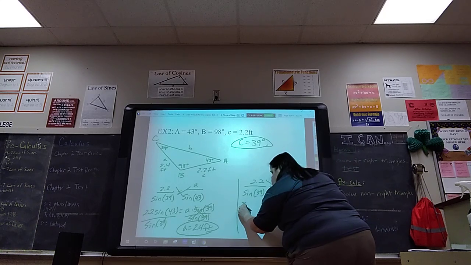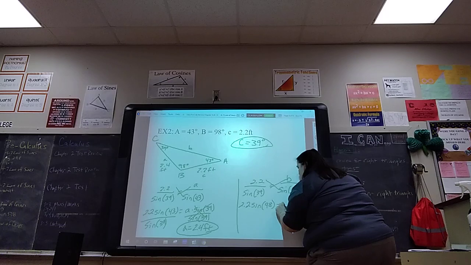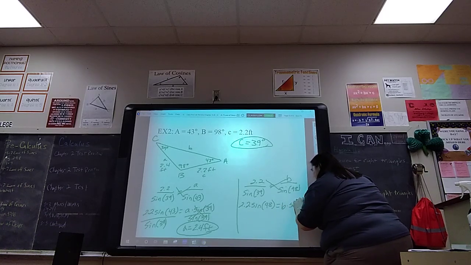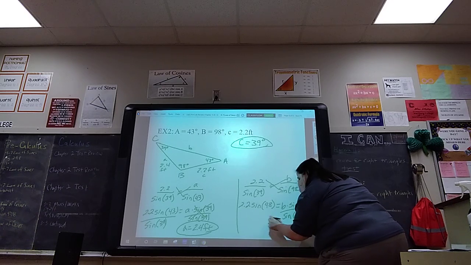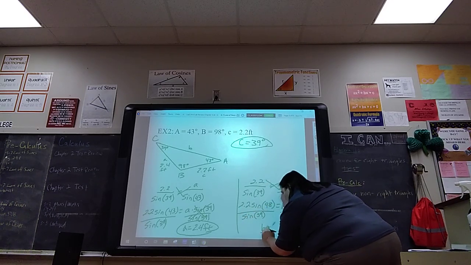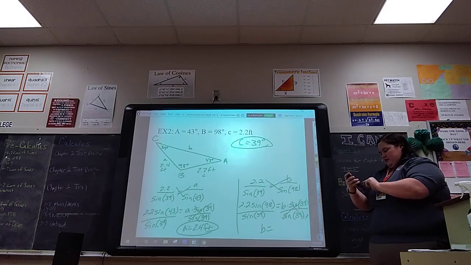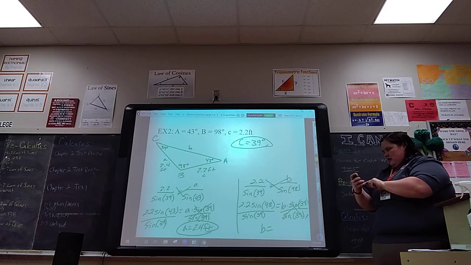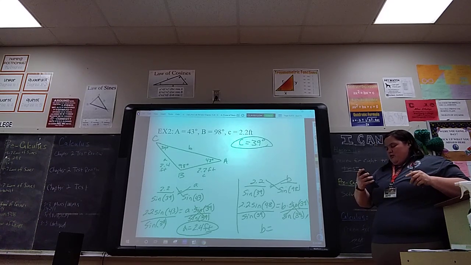So we have 2.2 times sine of 98 equals B times sine of 39, and we divide by sine of 39. So whatever we get there, that's what B will be. So 2.2 sine of 98 divided by sine of 39. So we get 3.5.